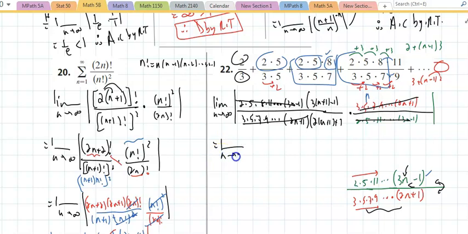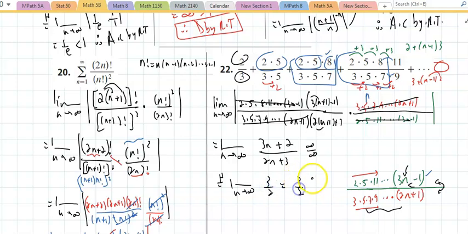I'm left with the limit as n approaches infinity of, this is 3n plus 3 minus 1 over 2n plus 2 plus 1 is 3 by L'Hopital. This is the limit as n approaches infinity of 3 over 2, which is 3 over 2, but that's bigger than 1, therefore diverge by the ratio test.